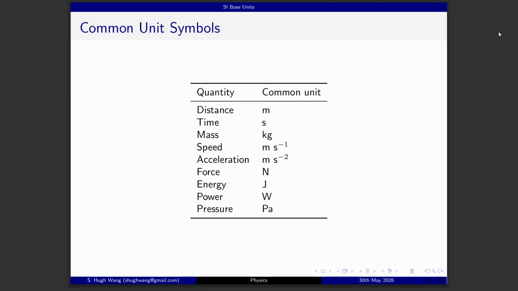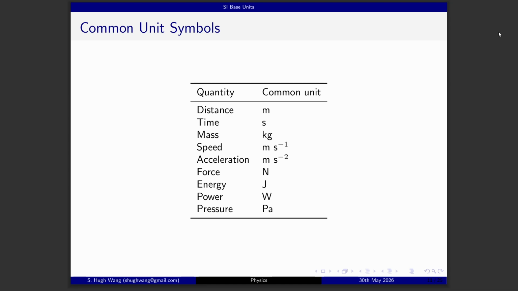This slide shows some common units you will meet in A-level physics. Distance is measured in meters. Time is measured in seconds. Mass is measured in kilograms. Speed is measured in meters per second, written as m s^-1. Acceleration is measured in meters per second squared, written as m s^-2. Force is measured in newtons, symbol N. Energy is measured in joules, symbol J. Power is measured in watts, symbol W. Pressure is measured in pascals, symbol Pa.